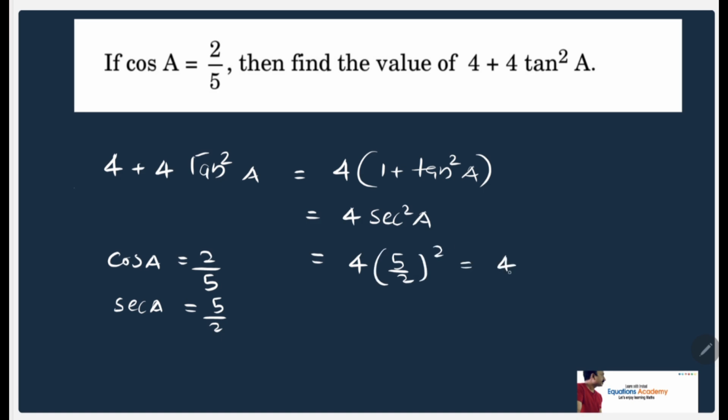This is equal to 4 into 5 by 2 whole square. 5 square is 25 divided by 2 square, which is 4. 4 and 4 cancel. This is equal to 25. So the value of 4 plus 4 tan square A is equal to 25.